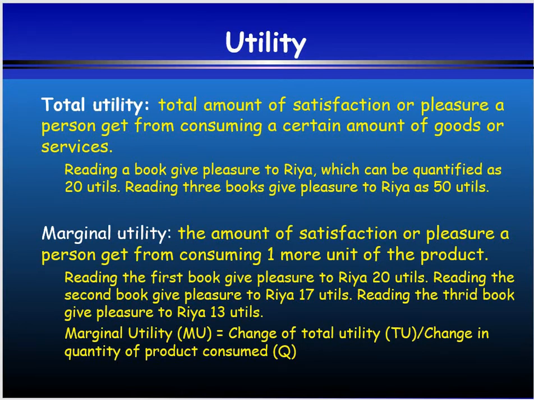Then marginal utility, the amount of satisfaction or pleasure a person gets from consuming one more unit of the product. Reading the first book gives pleasure to Ria, that's 20 utils. Reading the second book gives pleasure to Ria, 17 utils. And reading the third book gives pleasure to Ria, that's 13 utils. Marginal utility equals the change of total utility over the change in quantity of product consumed. The product she consumed was 3, and the change of total utility was from 20 to 13.